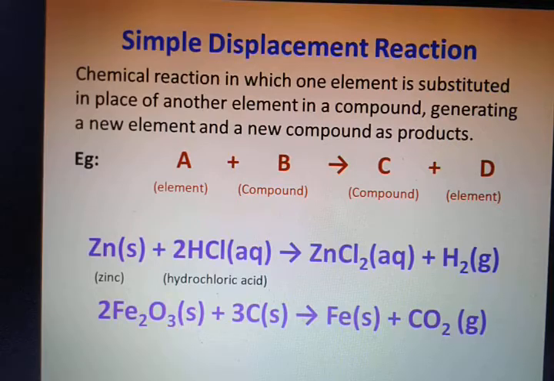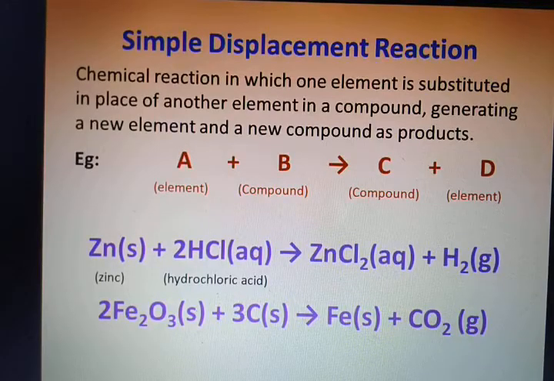So hydrogen is an element. Zinc chloride, ZnCl2, is a compound. Zinc is an element and hydrochloric acid is a compound. So from one element, zinc, it's forming another new element, hydrogen. Okay, a new element is formed.